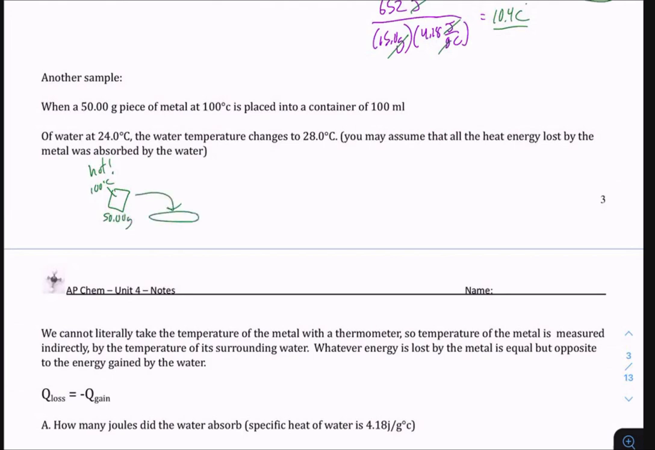It is plunked into water. There's 100 milliliters of water. By the way, the density of water for the purposes of this unit is 1 gram per milliliter. So when I give you the volume of water, what am I really giving you? The mass, right? What I'm saying is it's 100 grams of water, okay? This water's temperature is 24 degrees. So if I take a hot piece of metal and put it in water, what do you anticipate is going to happen to the temperature of the water? It's going to go up.